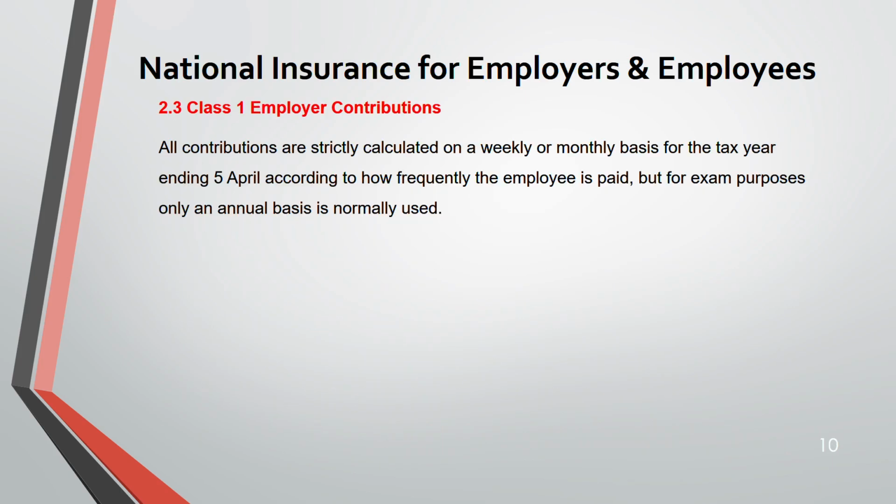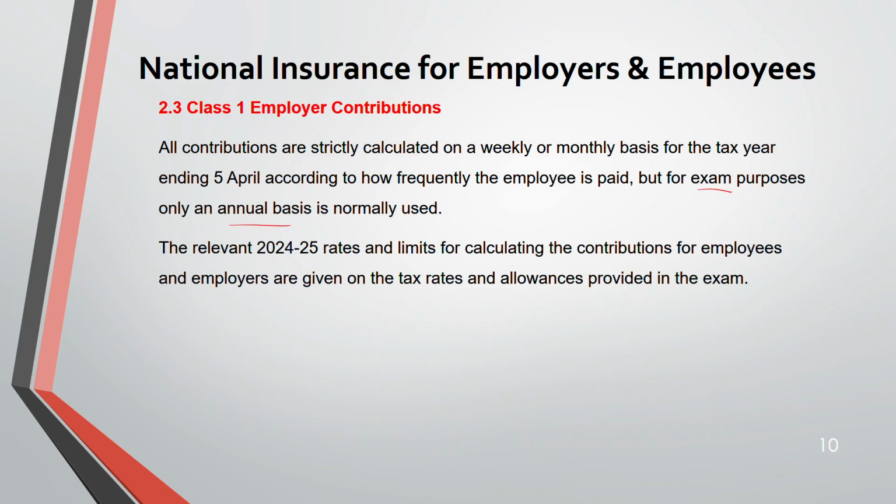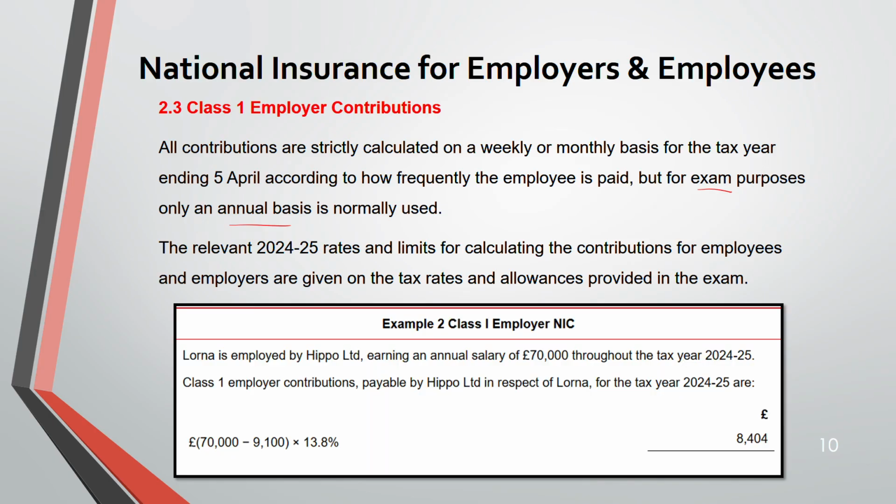All contributions are strictly calculated on a weekly or monthly basis for the tax year ending 5th April. But for your exam purposes, use the annual basis only. The 2025 rates and limits are given to you in the exam, so things are made easier. Say there is an annual salary of 70,000. This is above 9,100. Find the difference and apply 13.8%. That's it.